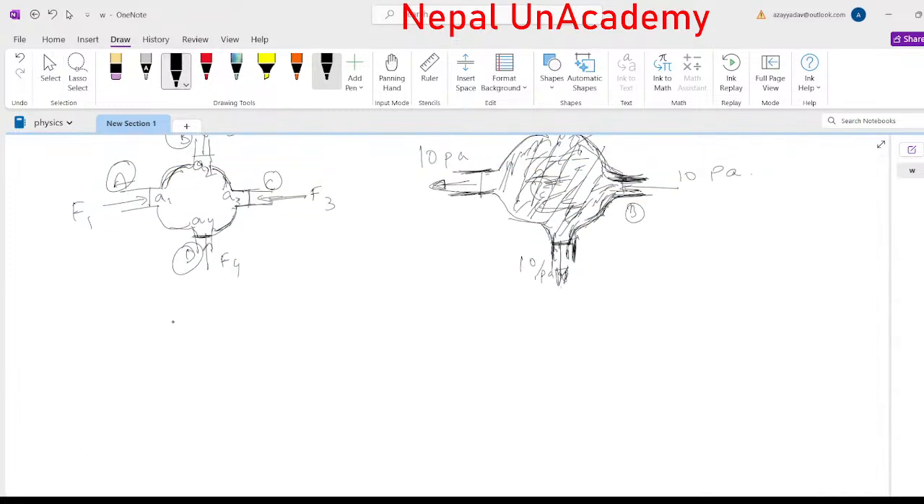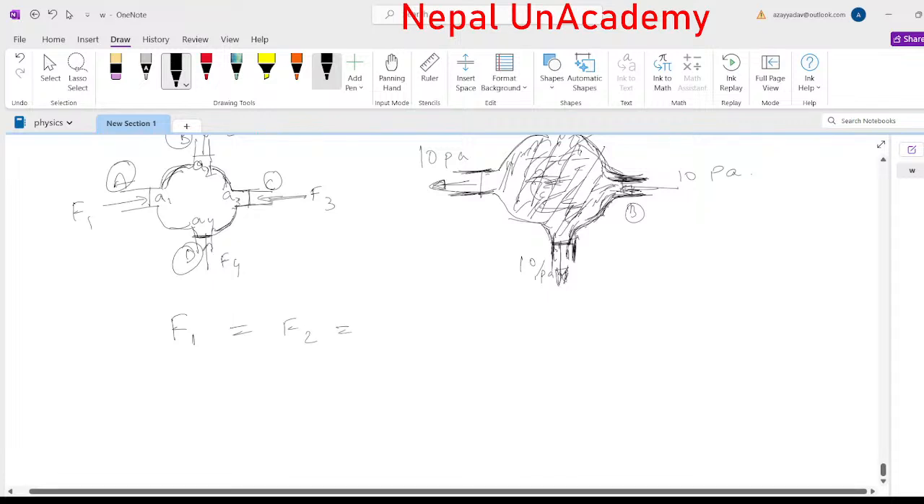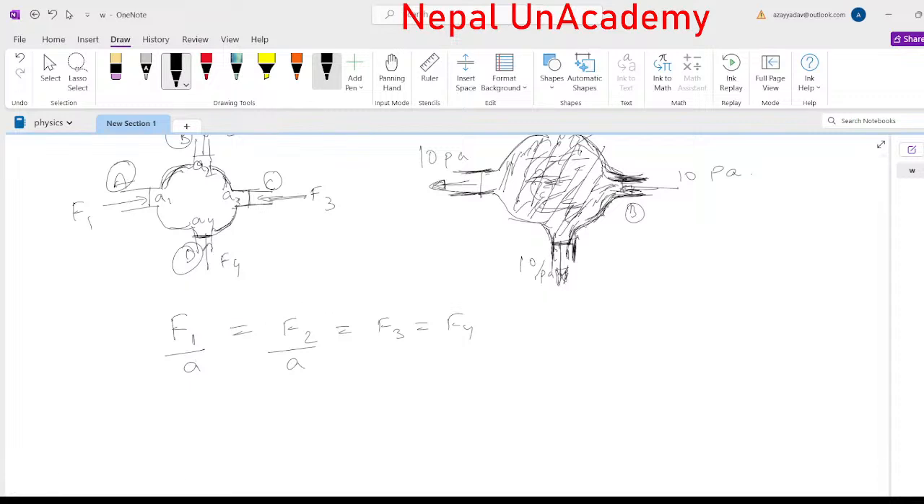We can also conclude that, let's say we have a force applied across this piston, which is equal to F2, also equal to F3, also equal to F4. It is coming out with the same force. So we can write, sorry, the pressure with which it is coming out is the same.